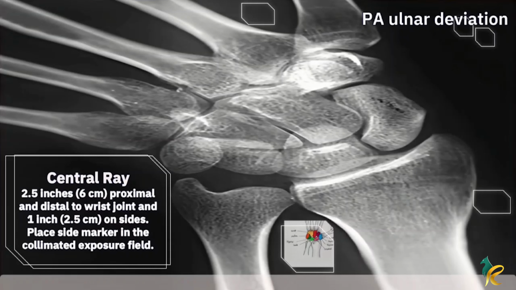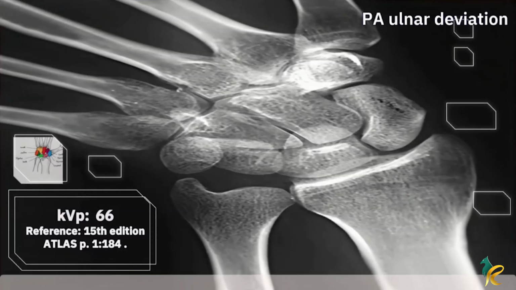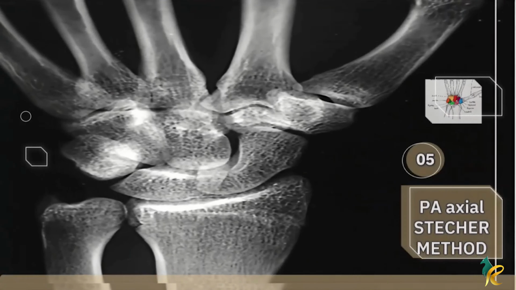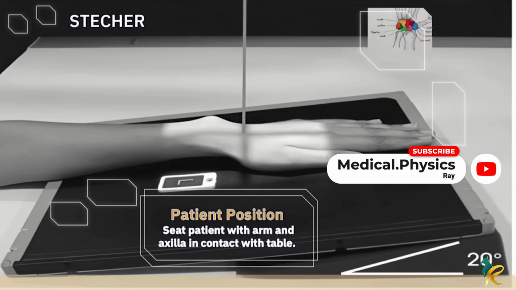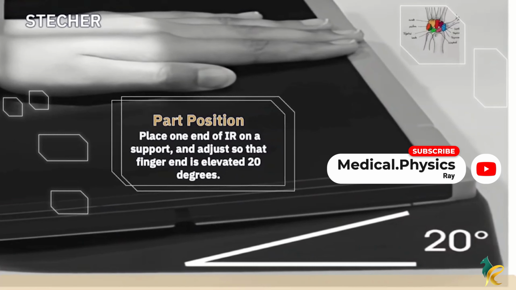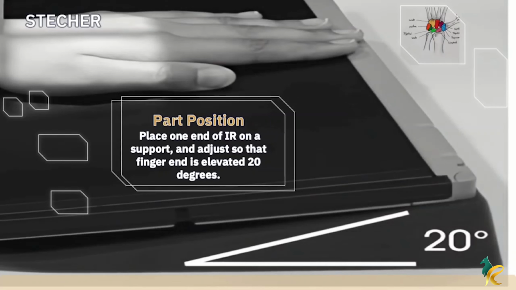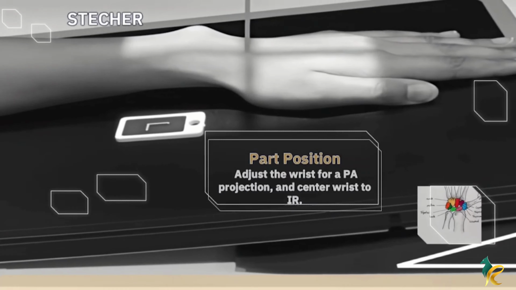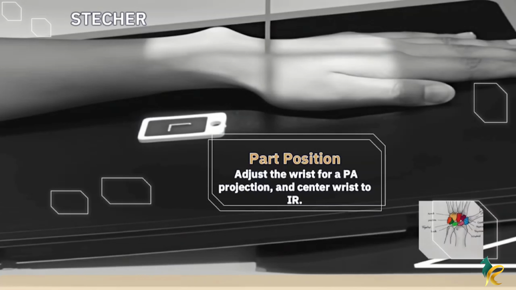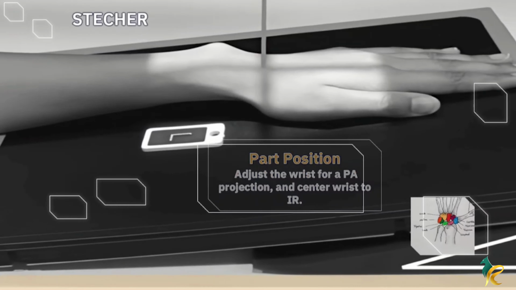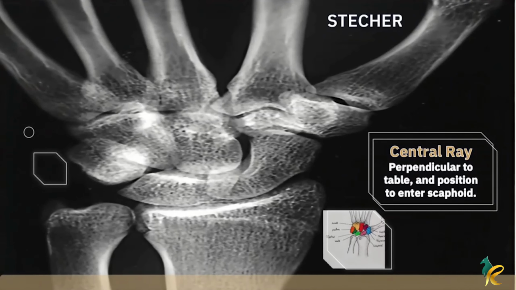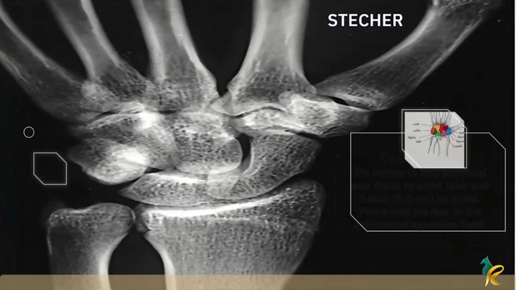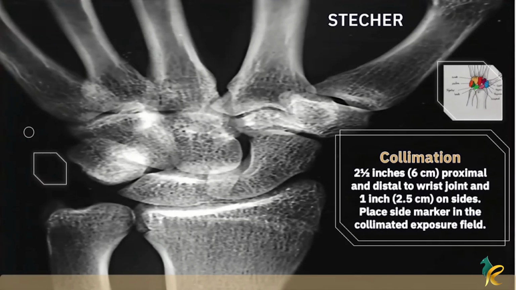In the Stecher method, or PA axial, the patient is seated at the end of the table with their arm and axilla in contact with the table. We need to place one end of the IR on a support and adjust it so that the fingers are elevated 20 degrees. We adjust the wrist for PA projection and center the wrist to the IR. Our central ray is perpendicular to the table this time and positioned to enter the scaphoid. Our collimation is the same, and our kVp is 66.